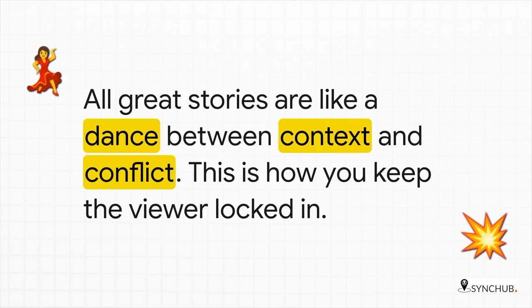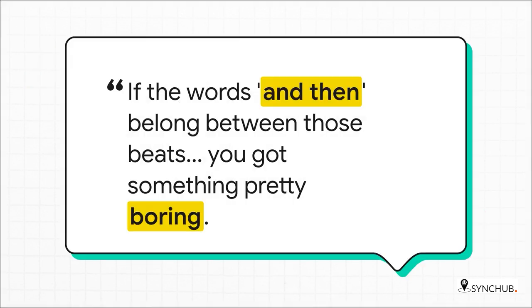It's this constant back and forth, this rhythm between giving your audience some context and then, bam, hitting them with some conflict. And this idea actually comes from a pretty wild source, the creators of South Park, Trey Parker and Matt Stone. They came up with this genius test for whether a story is working. They said if you can put the words "and then" between all your story points, well, you've probably got a pretty boring story on your hands. A good story needs more tension.